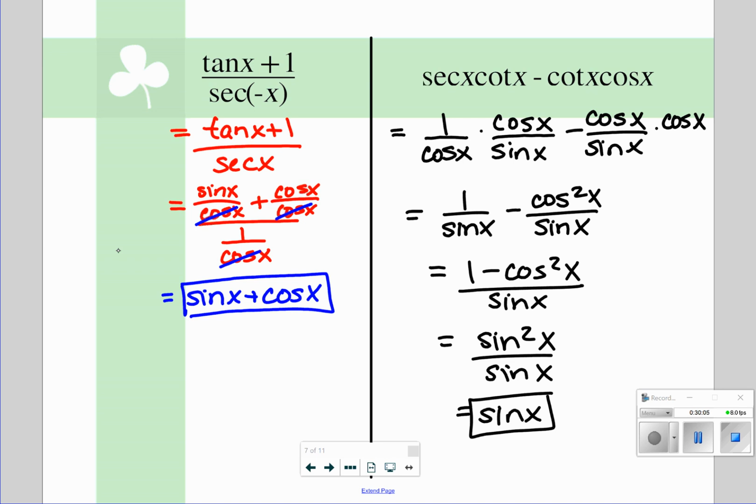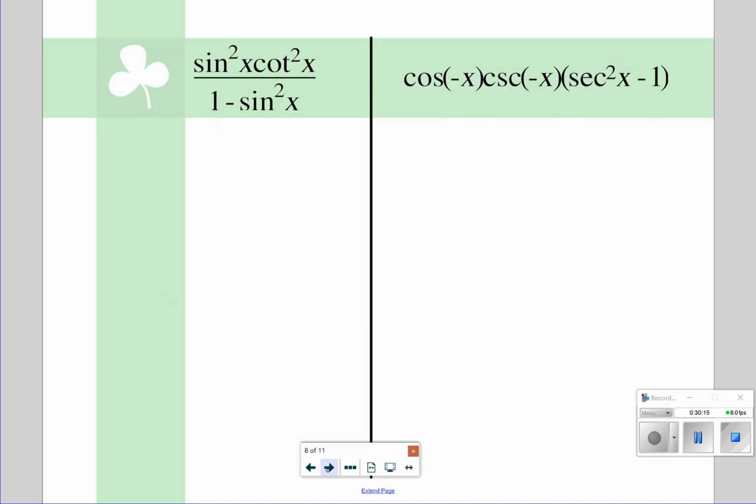Do you want to do another one together or try another one on your own? Another one on your own. Together? Is that what we're voting on or on our own? On your own? Okay. Which one do you want to do, left or right? Left? Sure. Go ahead. You can try both of them if you want to.